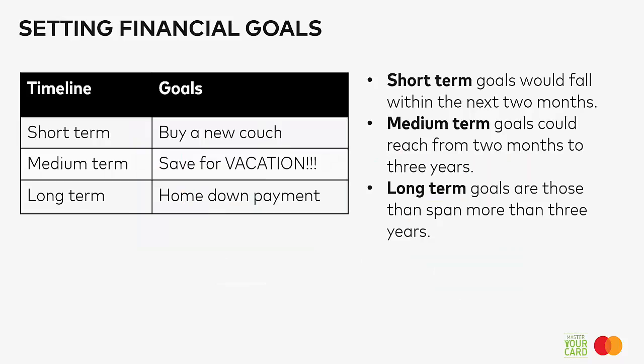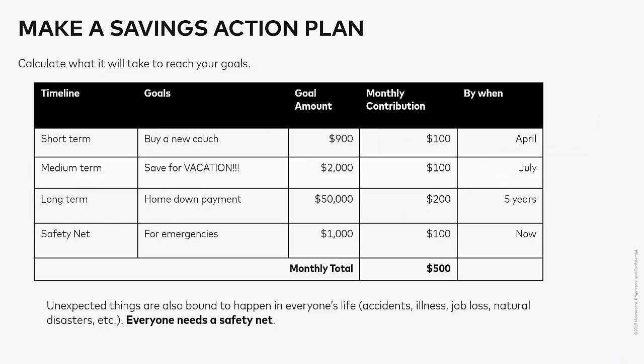Another step in managing your spending is setting financial goals. As you start to think about what you want to achieve, think about your goals in 3 terms. Your short term, which will be goals that fall within the next 2 months. Medium term, goals that might be achieved from 2 months to 3 years. Long-term goals span more than 3 years.